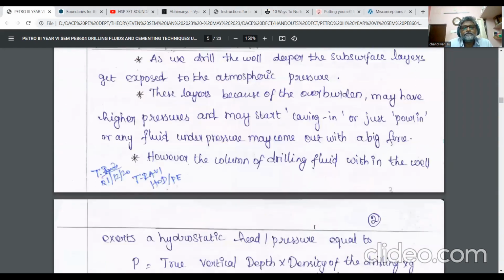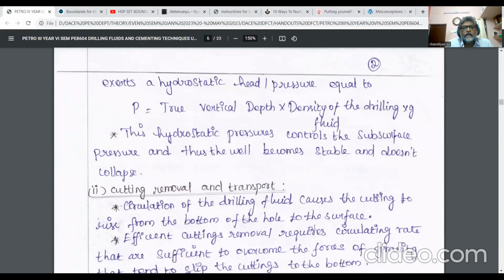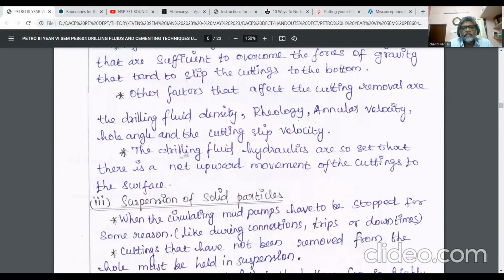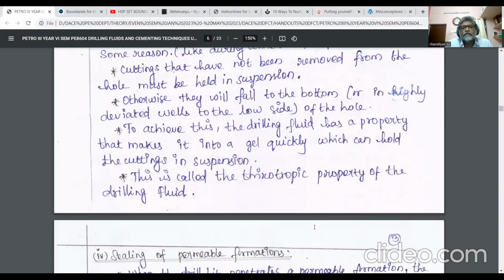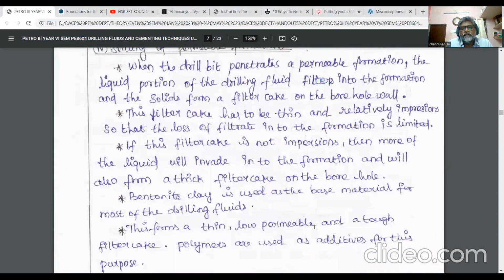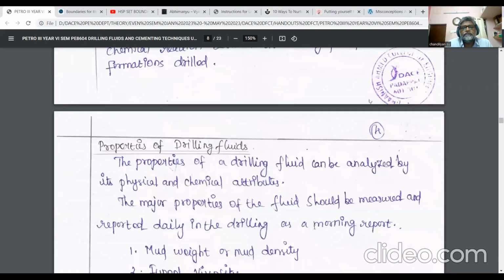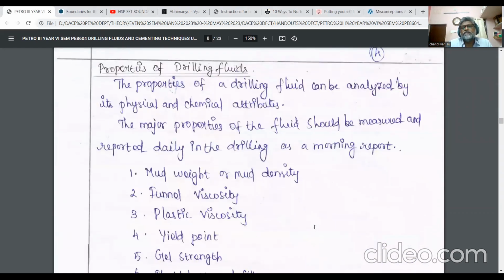Now, we went through all these drilling fluid functions, and now let's start from the properties of drilling fluids. The properties, bear it in mind that functions and properties are two different words and two different conceptual contexts. Functions: uses. Properties: nature, or inherent quality of any system or substance.